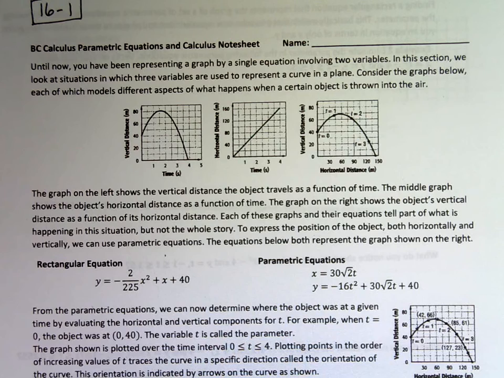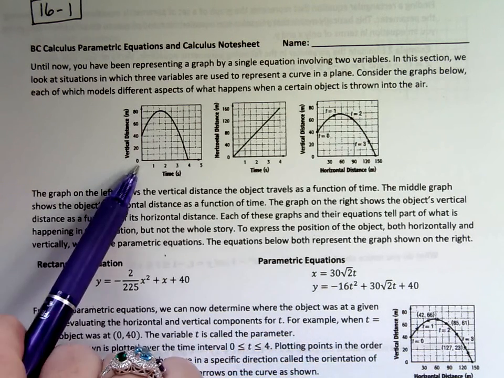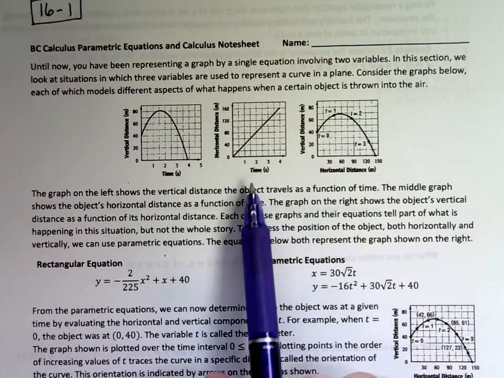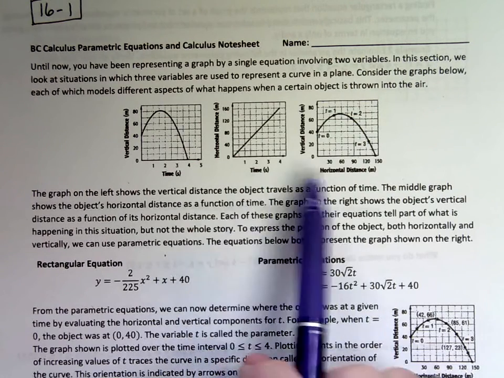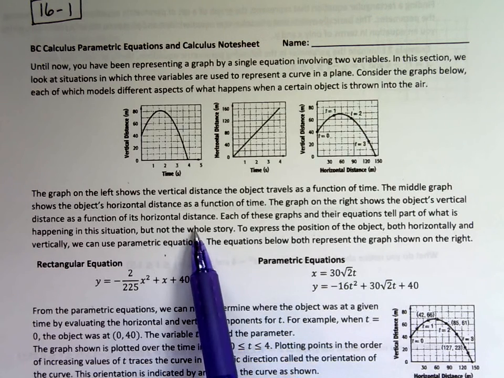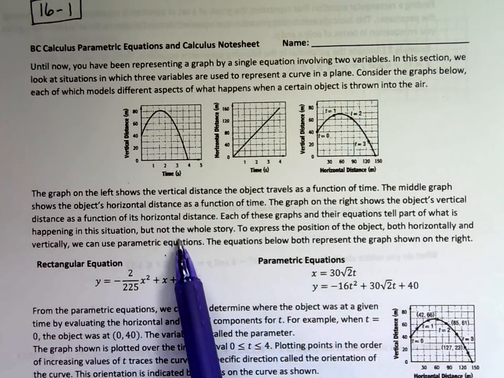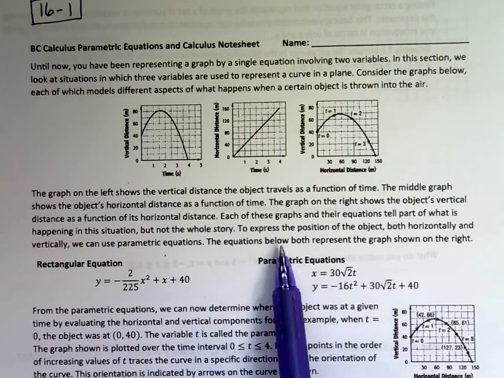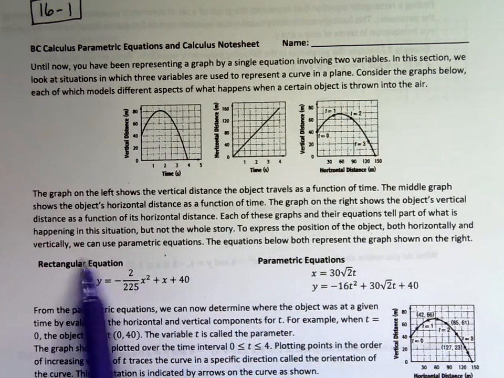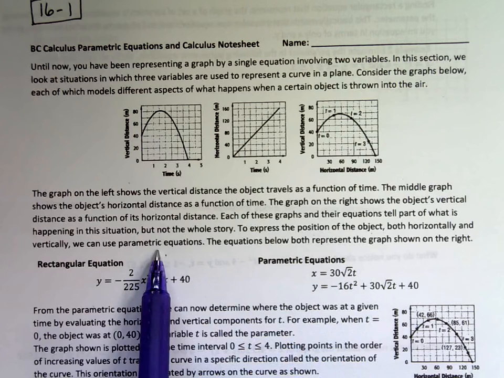The graph on the left shows the vertical distance the object travels as a function of time. The middle graph shows the object's horizontal distance as a function of time. The graph on the right shows the object's vertical distance as a function of its horizontal distance. Each of these graphs and their equations tell part of what is happening in this situation, but not the whole story. To express the position of the object, both horizontally and vertically, we can use parametric equations.